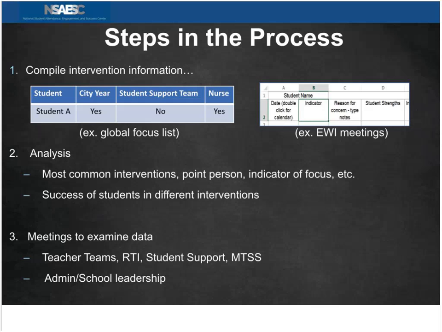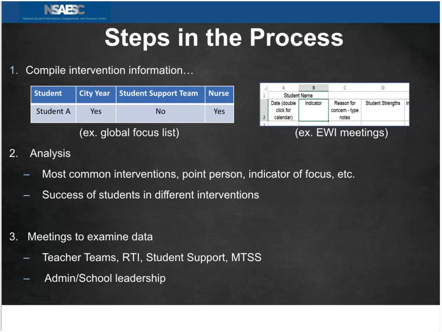And part of that analysis is looking at what are the most common interventions, who are the most common point persons or champions, and we'll talk a little bit about that in a few minutes. And also, what was the indicator of focus? Did the intervention align with the indicator of focus? Whatever area the student was off track or posing challenges to be off track, did the actual intervention we assigned to that student align with the focus?